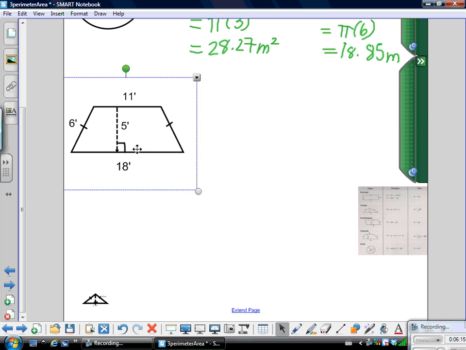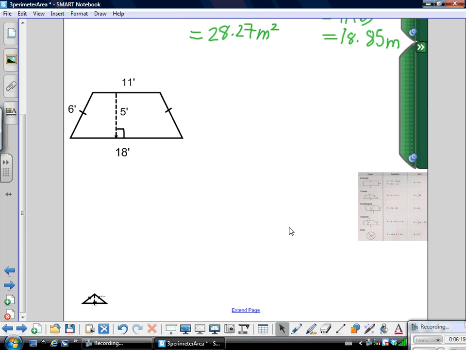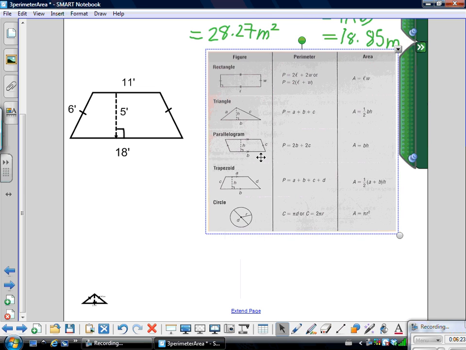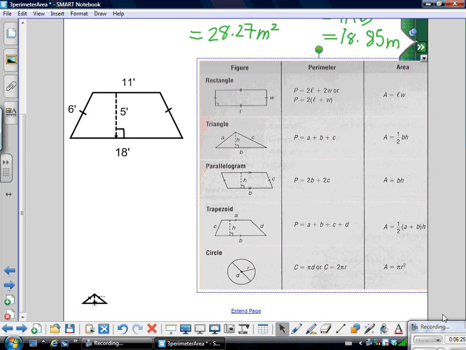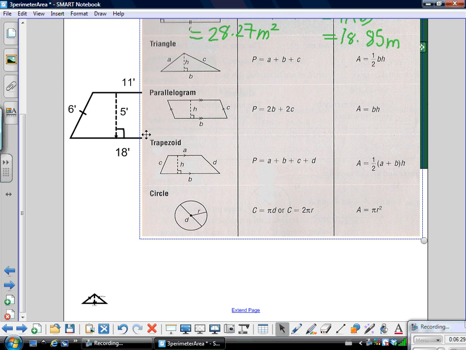And not as concerned whether you know the name of that shape, however, we need to find a formula for it. Okay, now it is a trapezoid. You can see it's the second one from the bottom. Okay, same shape as what we have. Notice they have an H, a perpendicular height. We have a perpendicular height, and so we have two formulas.